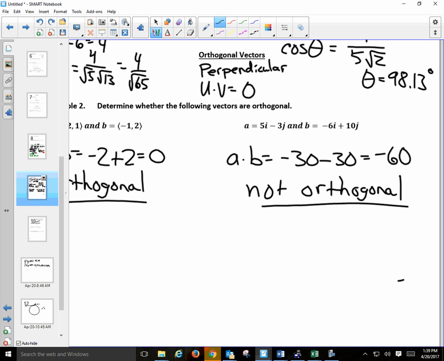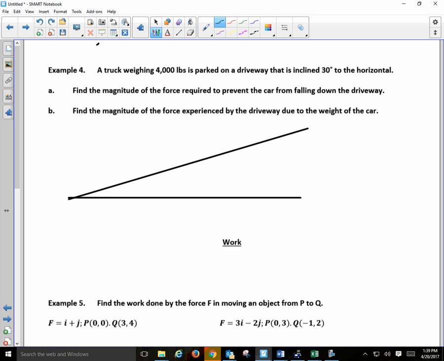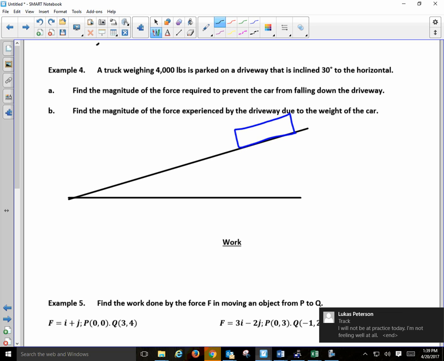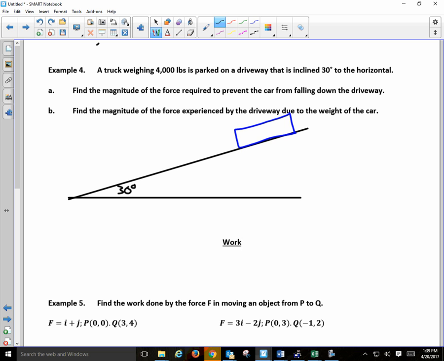Okay, flip it over. It's our last page. So let's apply our work. A 4,000-pound truck is parked on a driveway. This box is going to represent the truck, that's inclined at 30 degrees to the horizontal. It says find the magnitude of the force required to prevent the car from falling down the driveway, and find the magnitude of the force experienced by the driveway due to the weight of the car.